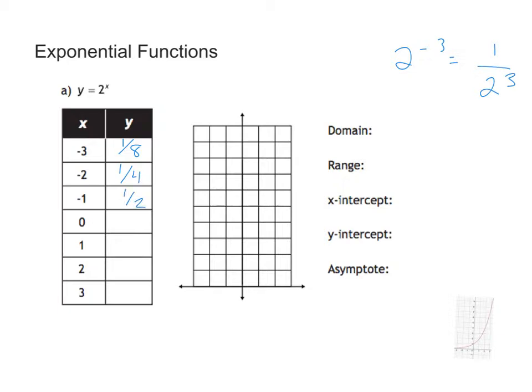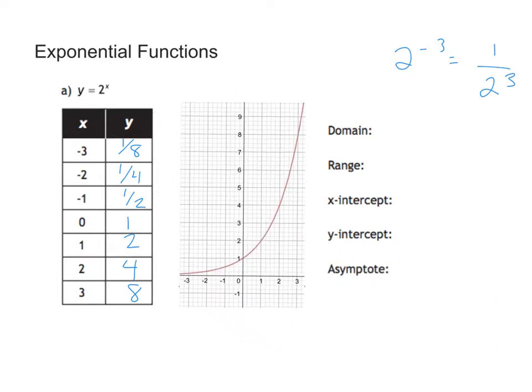What's 2 to the power of 0? 1. Anything to the power of 0 is 1, right? And then 2 to the power of 1, 2 to the power of 2, and 2 to the power of 3. So we get these y values: 1/8, 1/4, 1/2, 1, 2, 4, and 8. And we end up with a graph when we plot those that looks like this.